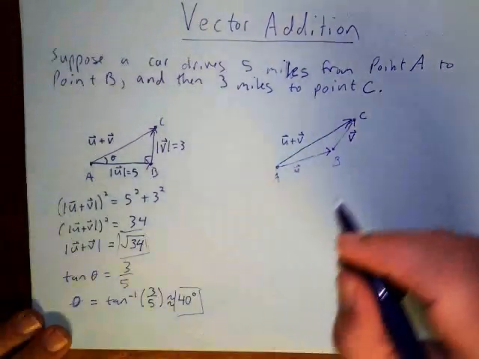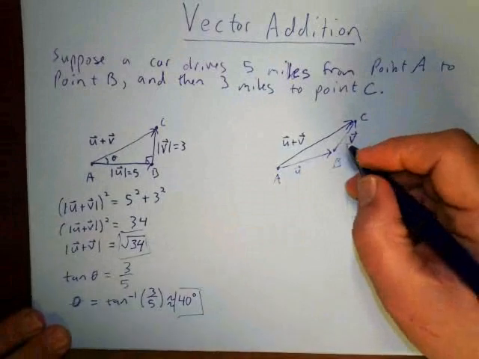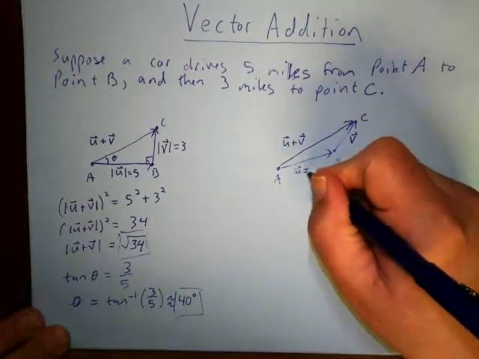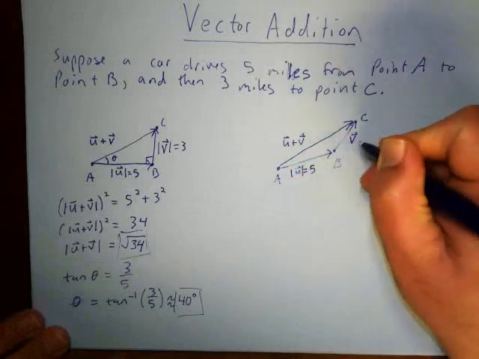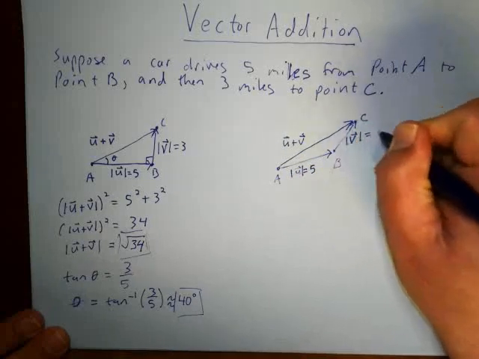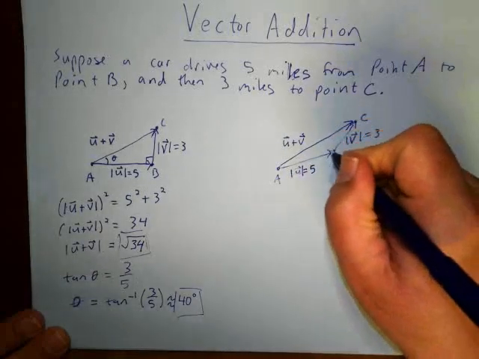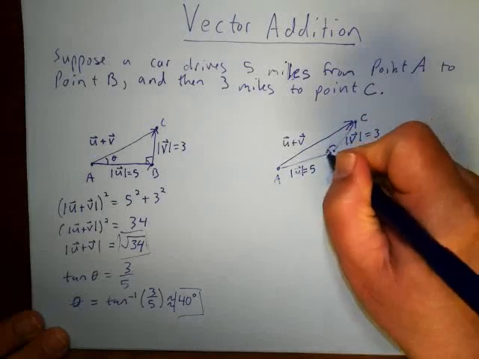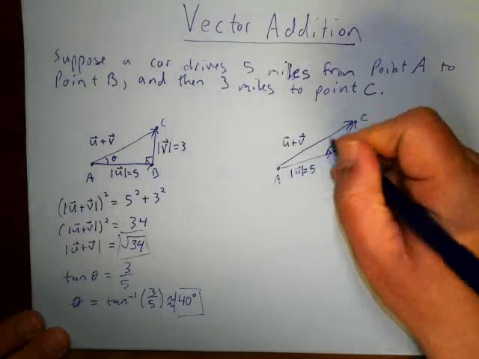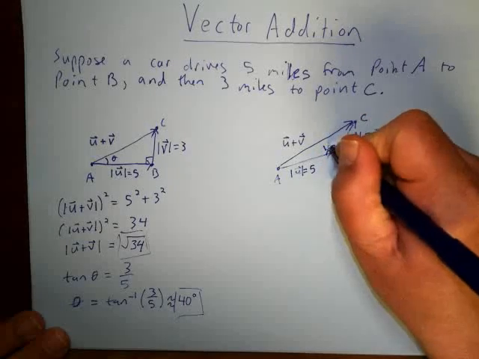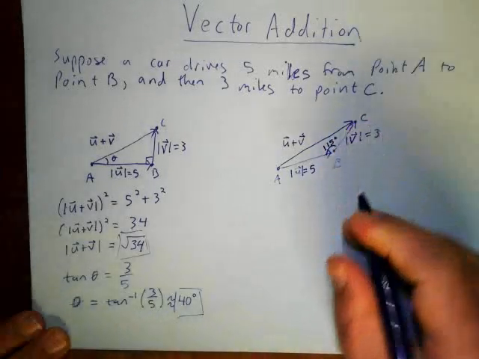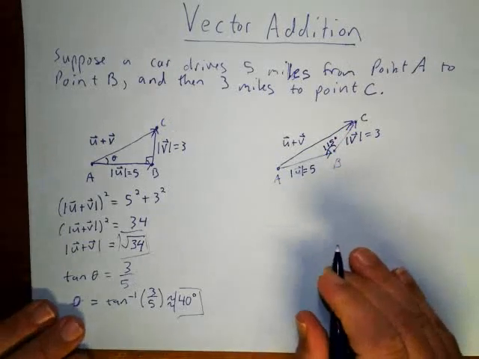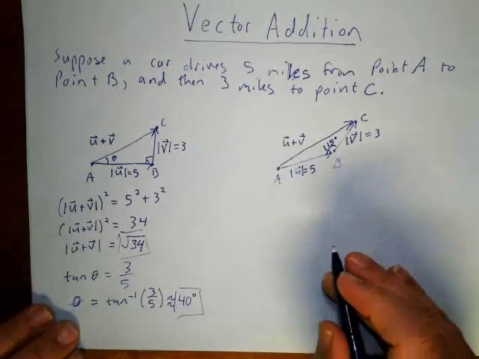Okay? This one's a little more tricky, isn't it? So we know that this magnitude is 5, and we know that this magnitude is 3. You're going to have to know an angle. So let's say we know that when I turned, this angle, we'll say, was 115 degrees. 115 degrees. Okay?